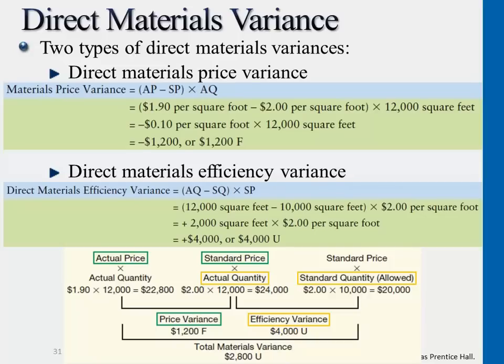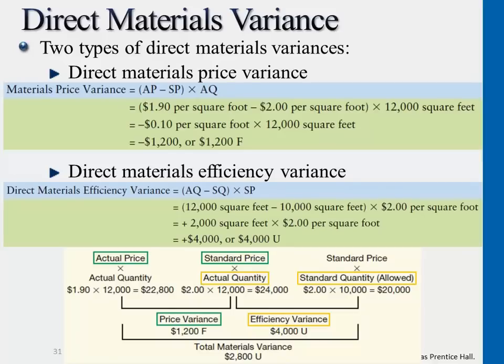If we combine these two effects, the price variance is favorable. We spent less on each square foot when we purchased it from our supplier. But later on, we used more materials in those projects. So overall, the effect is still unfavorable, $2,800.